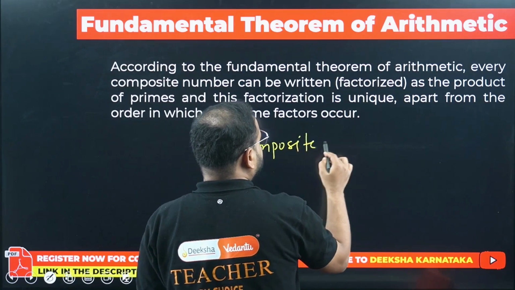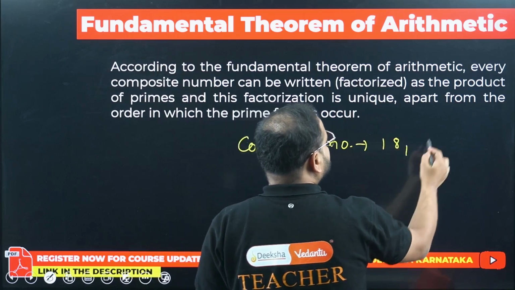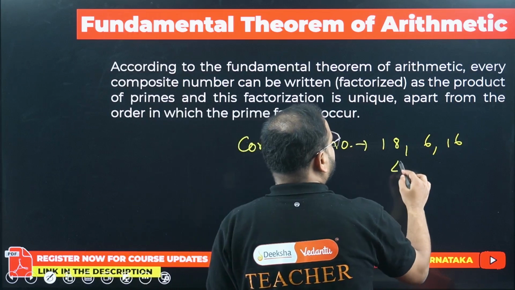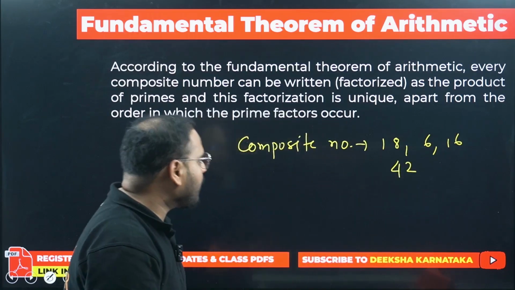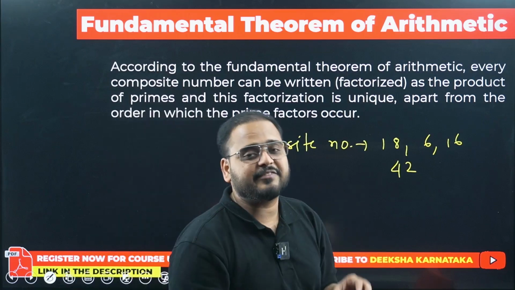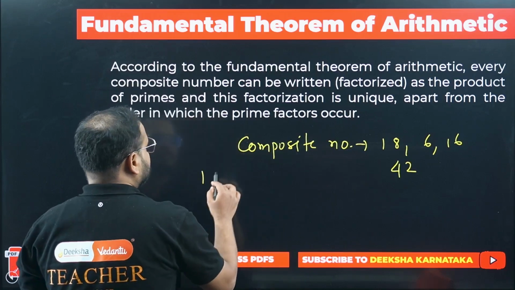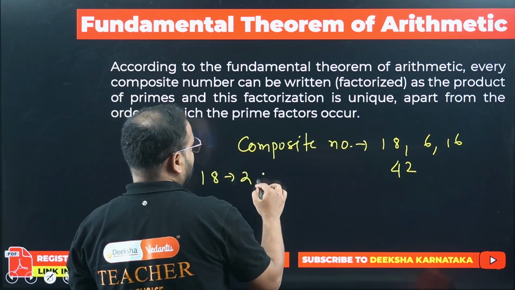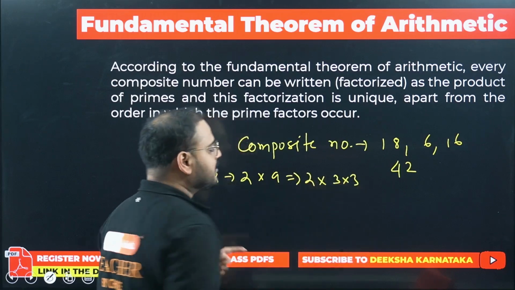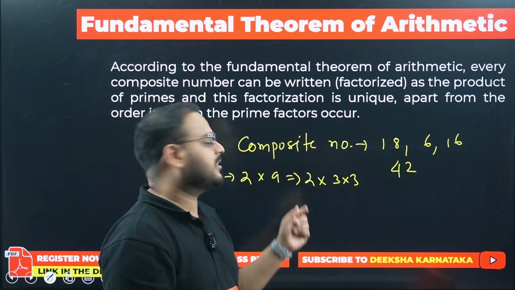that we know of, any number, we can think of a lot of numbers. We can think of 18, 6, 16, 42. So we can think of a lot of composite numbers. The theorem of arithmetic states that any composite number can be expressed in the form of its prime numbers. I can express this 18 as 2 times 9, and again I can write this as 2 times 3 times 3. So 2 is a prime number, 3 is a prime number. I can express 18 as the product of 2 and 3.